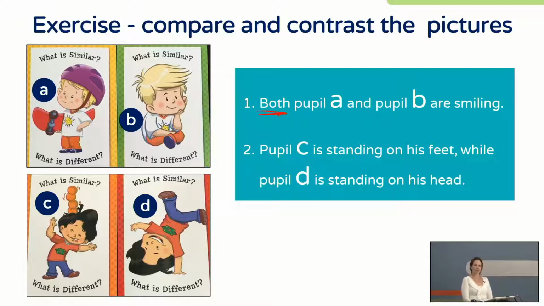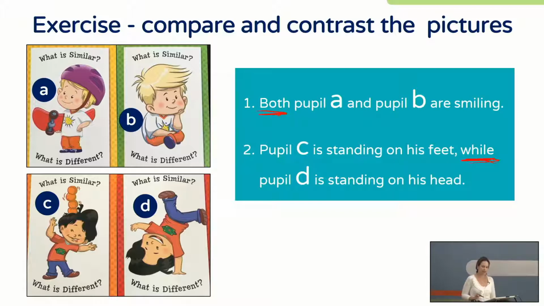Okay, moving on. Number 2. Pupil C is standing on his feet. How silly. While pupil D is standing on his head. Oh, that's silly, actually. Now, this is a contrasting sentence. I'm showing how they are different. And as you can see, I use the word here, while. While is a vocabulary word that we had learned in the previous slide.